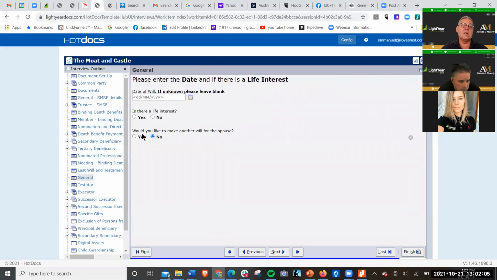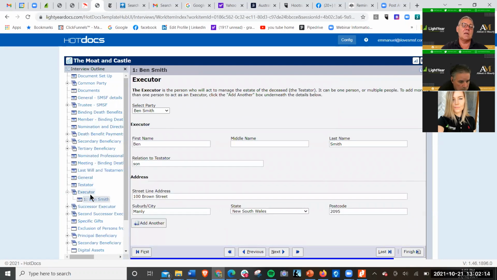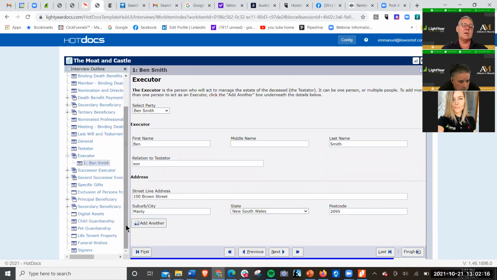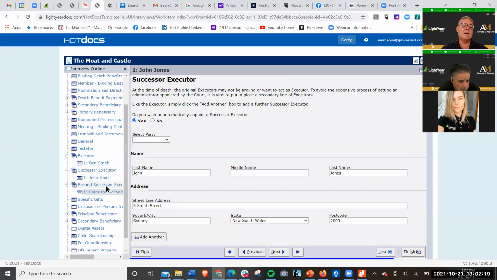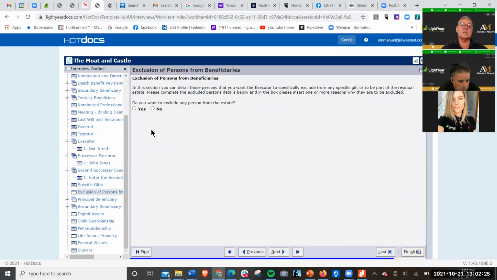General is the same. Is there a life interest? I can go yes, and that could be, for example, for Sally's property. So testate is the same, executor is the same. So all I'm doing is just upgrading on the fly. With what we've got, specific gifts, no. Exclusion of persons: do you want to exclude anyone from the estate? It's nice to have that in there, but honestly, if they need to be looked after under a family provision claim, they will.